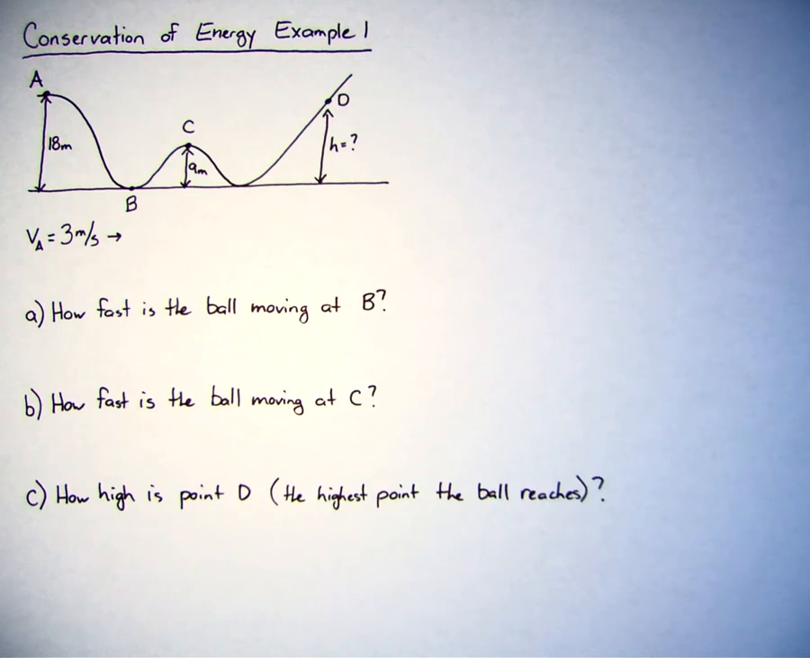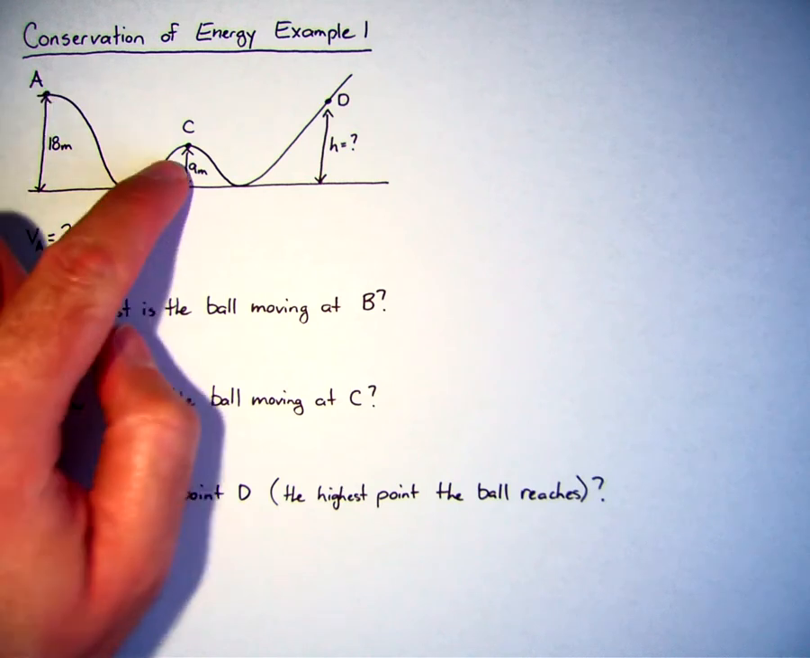This example problem looks something like a roller coaster. And what we're going to have to do is figure out some different velocities. We also have to figure out a height at some different points. So you'll notice in here I give you point A, point B, point C, point D.